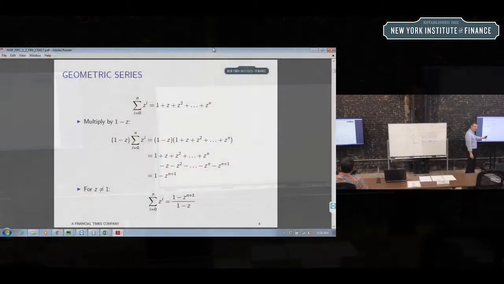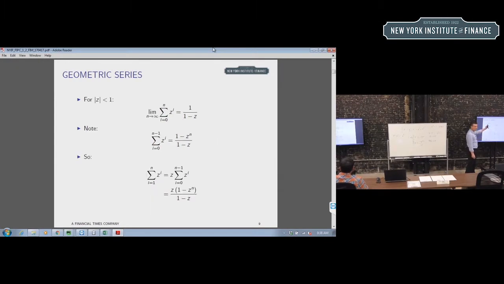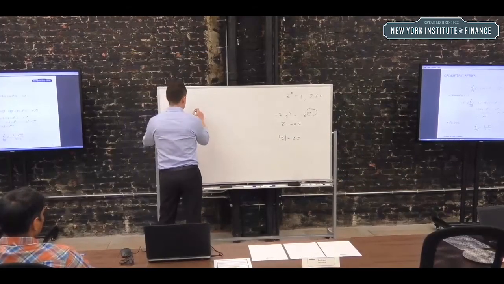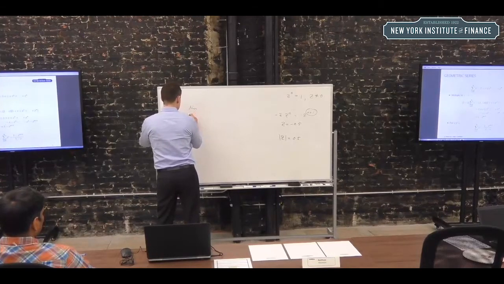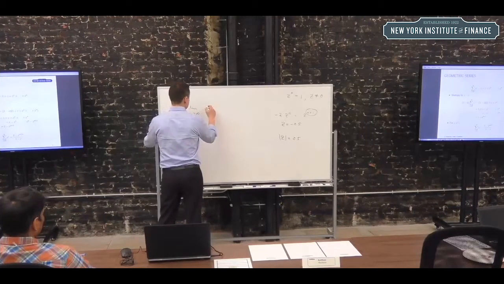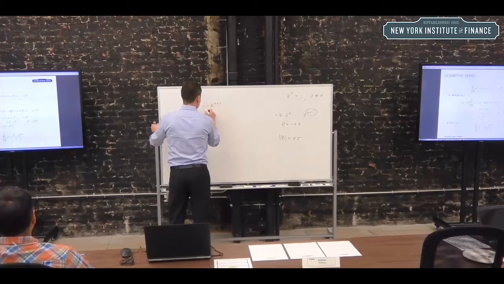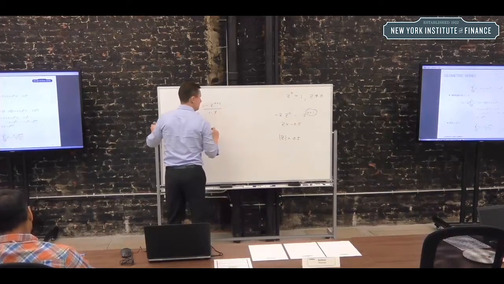So now, not only is z not equal to 1, but I'm going to assume that the absolute value of z is smaller than 1, okay? So what I'm doing is I'm saying, what have I got? I've got 1 minus z to the n plus 1 over 1 minus z. So I'm really taking the limit as n goes to infinity of that expression there, 1 minus z to the n plus 1 over 1 minus z.